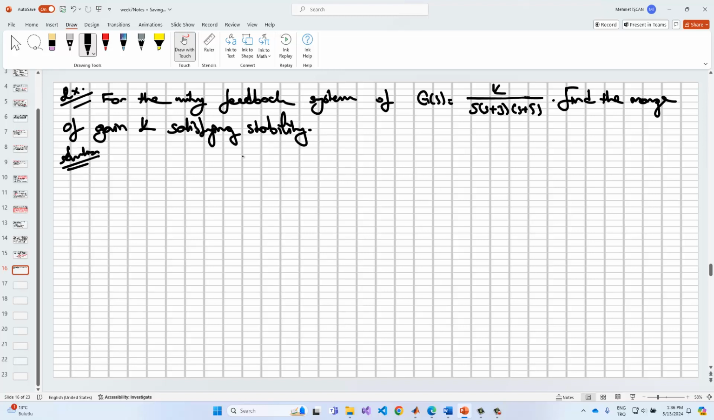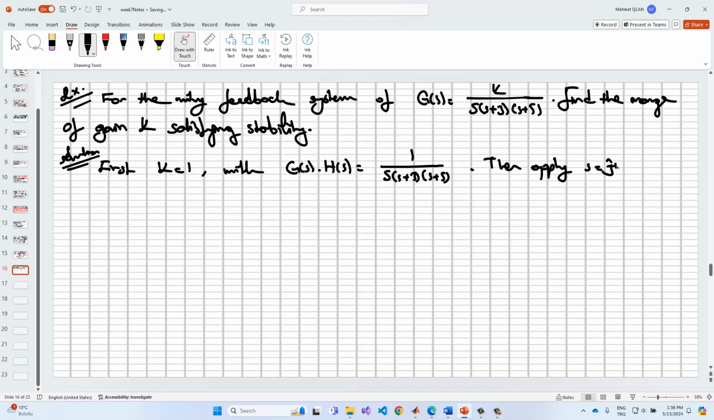Solution can be applied that firstly we need to assign K equal to 1, with G(s) times H(s) equal to 1 divided by (s plus 3)(s plus 5). Okay, H(s) is equal to 1 because it's a unity feedback.